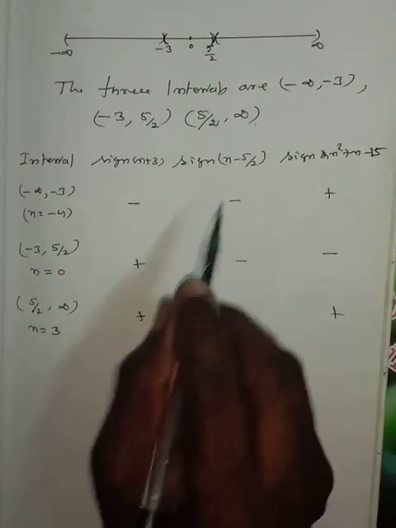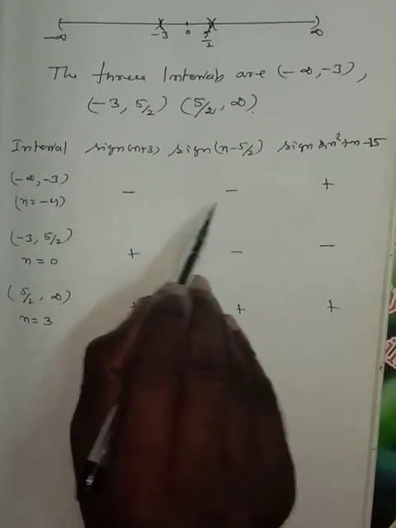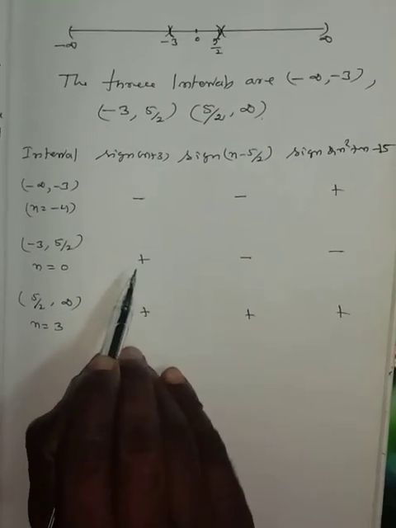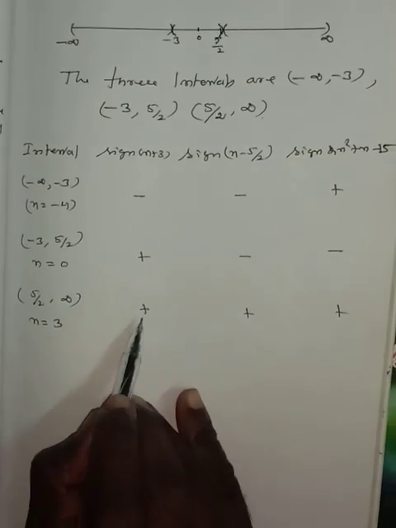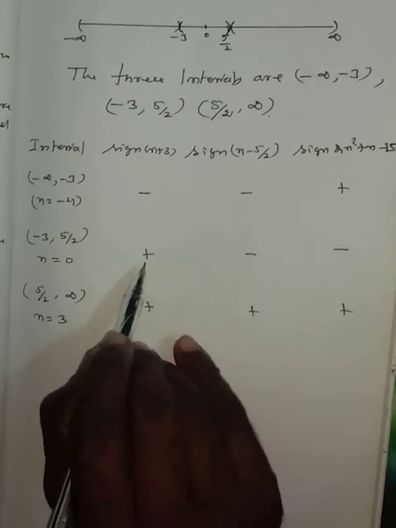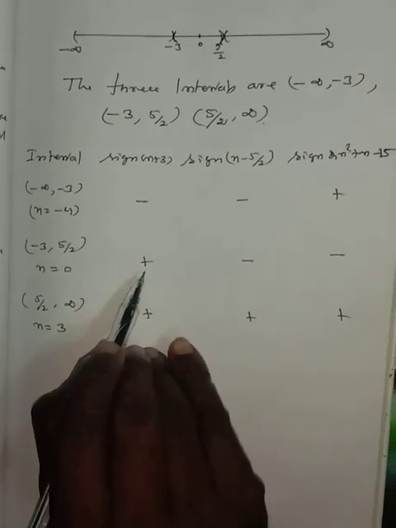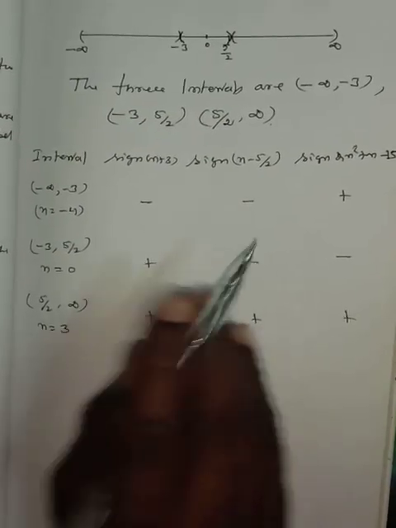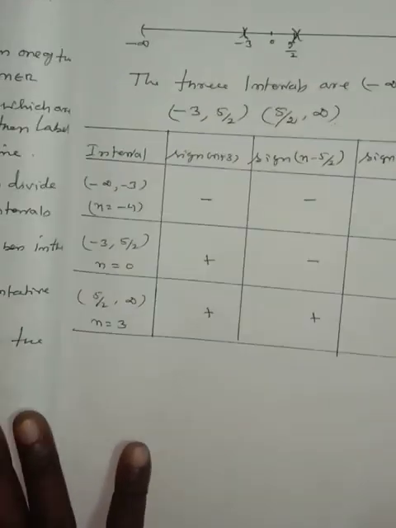So, first interval: negative, negative, same sign. Second interval: positive into negative, so the sign turns. Third: positive, positive. So we have to take the turning point. Plus into minus or minus into plus gives the required interval. Minus into plus is the required interval.